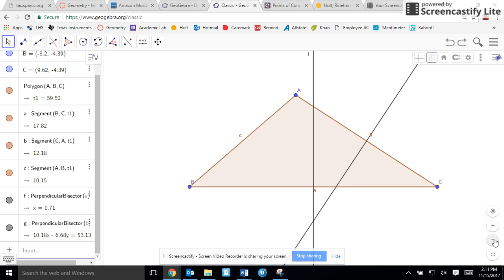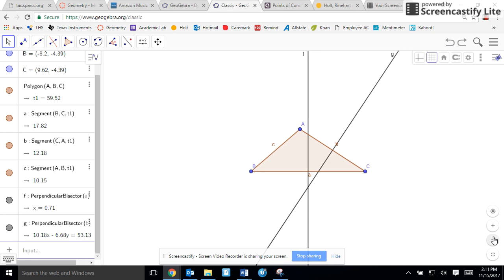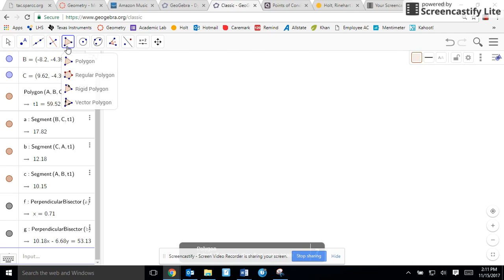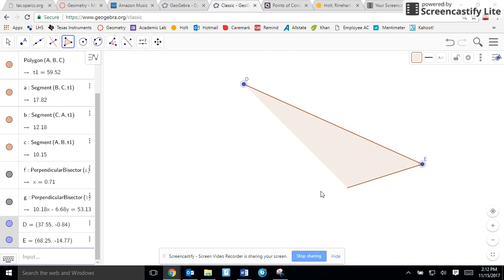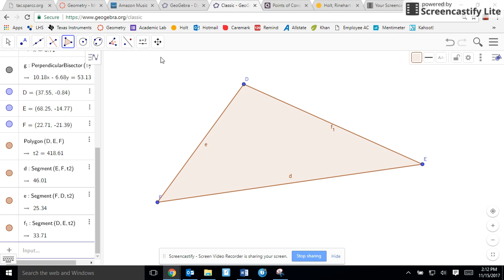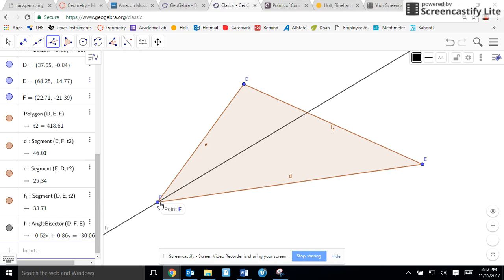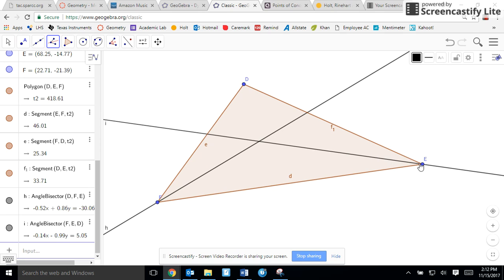Now, for the incenter, we'll create a new triangle. And now we want the angle bisectors. So we'll use the angle bisector tool. Whatever angle you want to bisect needs to be your second click. So click, click, click for that angle bisector, and then repeat for the other ones.